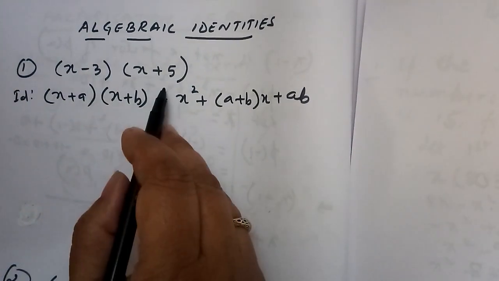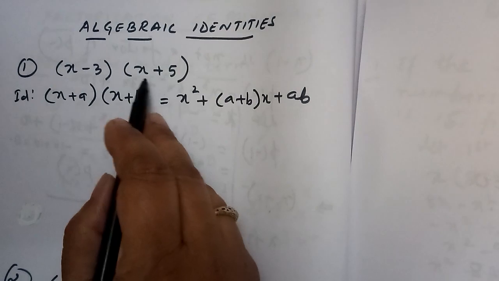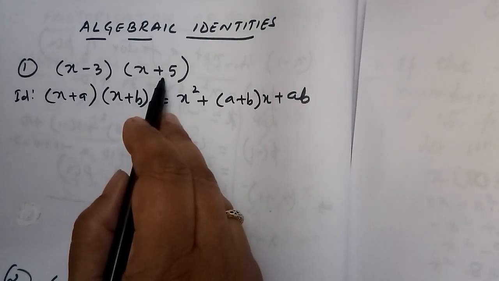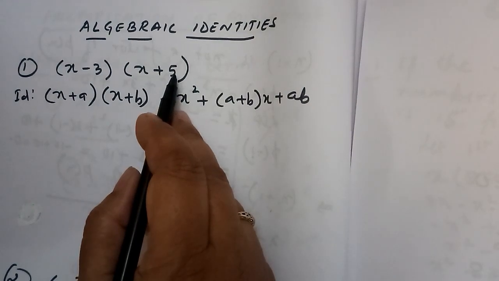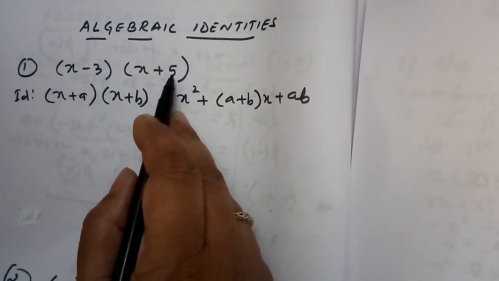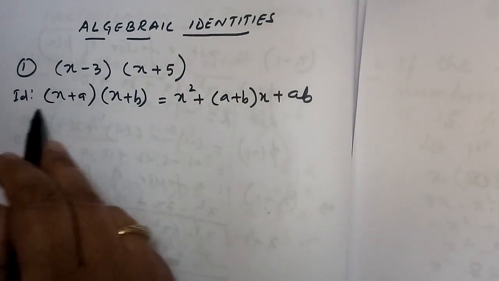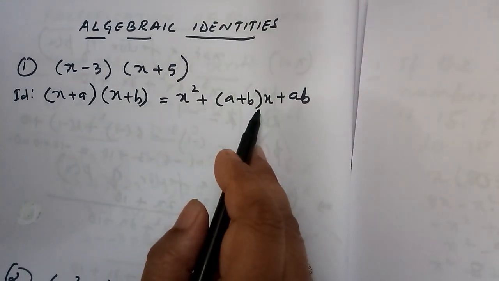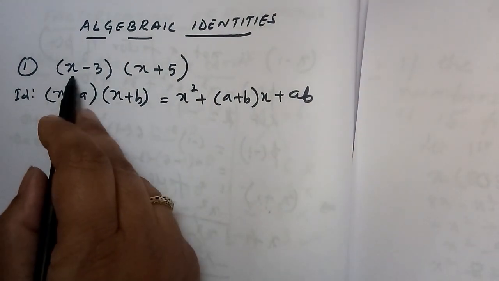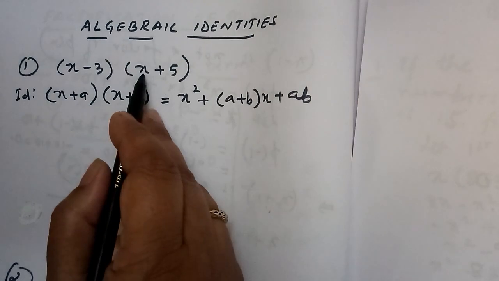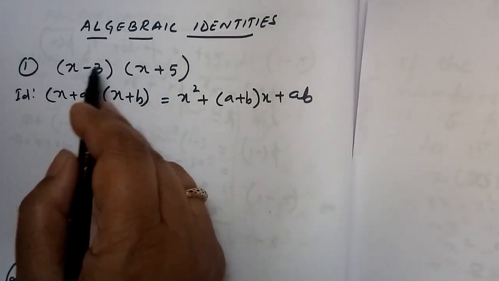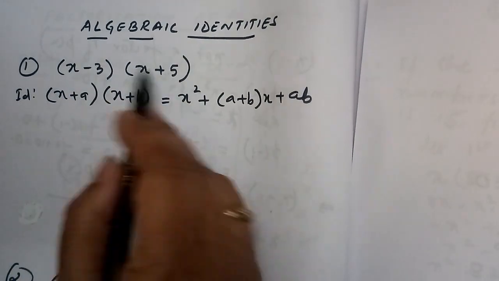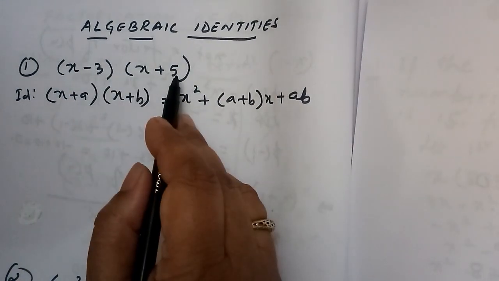That means you have to find the product of x minus 3 and x plus 5 by using an algebraic identity. Obviously you can open this bracket also, but when the question says use an identity, you have to use that only. The first step is you write the identity that has to be used. Since it has x over here also, it has x over here also, it has two brackets. The two brackets differ only by the number over here. Here I have minus 3, here I have plus 5.